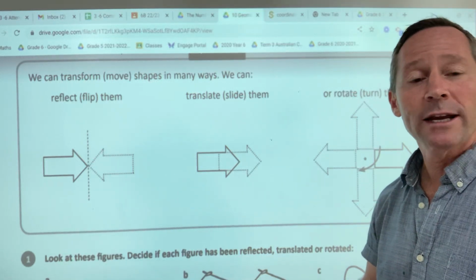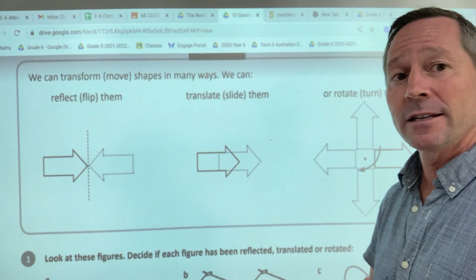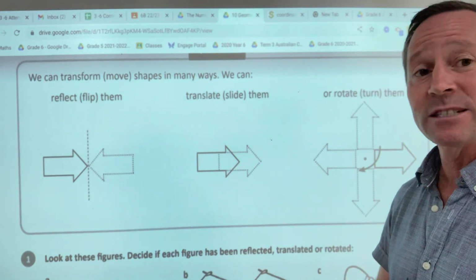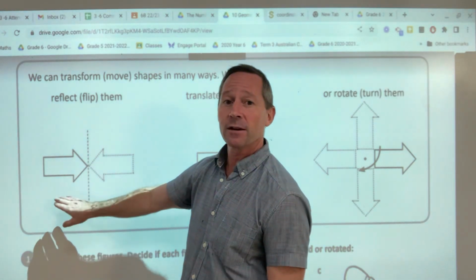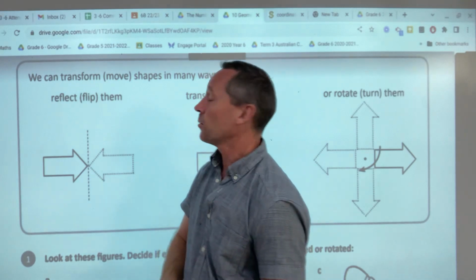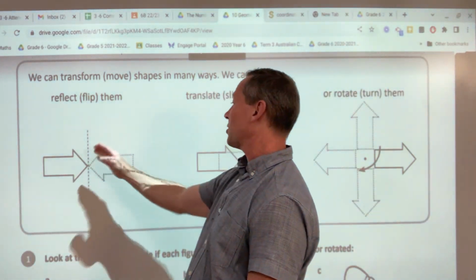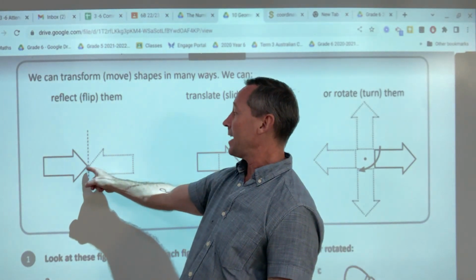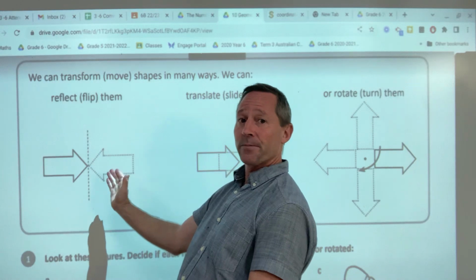This is just a quick recap about transformation, and we might touch on transformation in coordinate planes or Cartesian planes. I've got this shape here, this arrow, and if I flipped it, or this particular word is reflect, if I flip it over, it's going to land on top of itself here. You can see the arrow is going to be nearer where it's been flipped over.